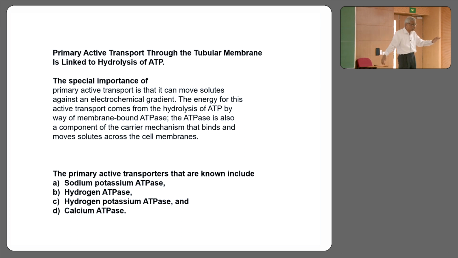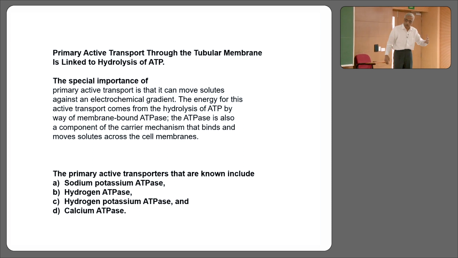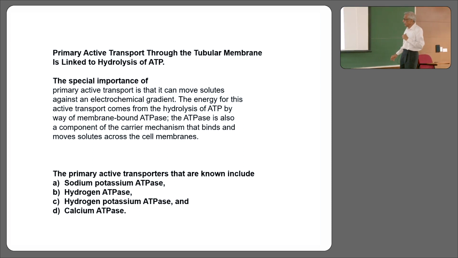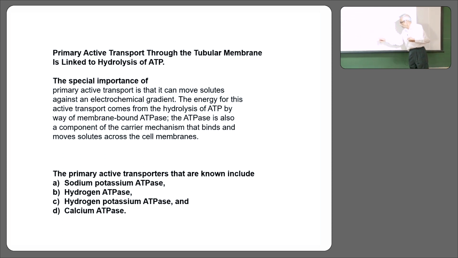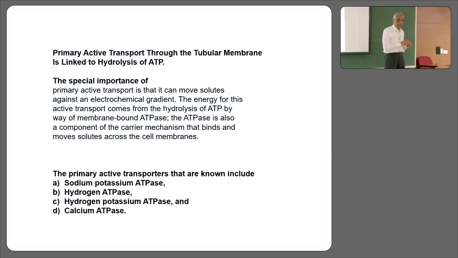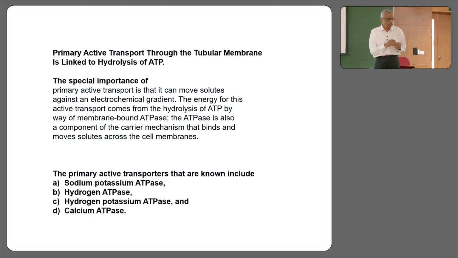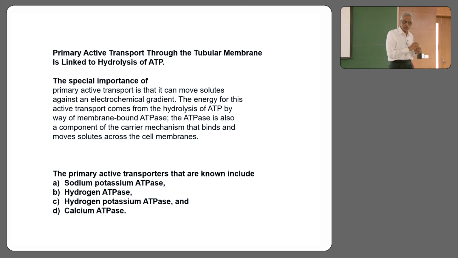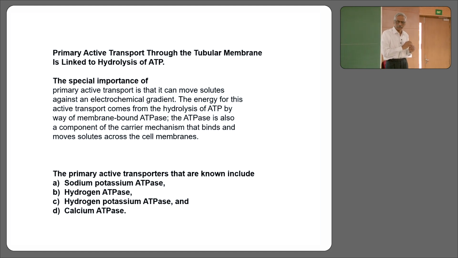They are going to work uphill, against the gradient, maybe concentration, electrical, whatever, and they are going to use ATP. The second one that you are going to have is what? Hydrogen ATPase. Where else do you think in your body you should get an abundance of hydrogen ATPase? Yeah, you are right. Our stomach secretes huge amounts of HCl. So the stomach has a proton pump. And what is a proton pump? Hydrogen. Good.